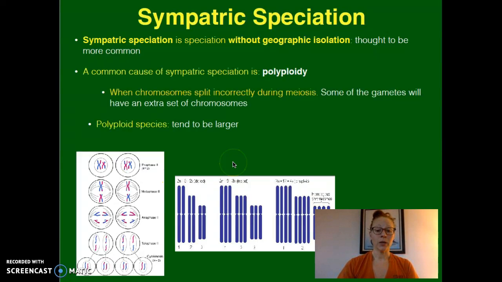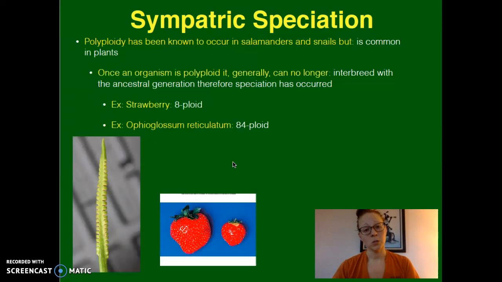And so polyploidy usually produces species that are larger. It has been known to occur in animals, salamanders and snails, but if it occurs in a human gamete, it always leads to an unsuccessful gamete because humans are too complex to be able to undergo polyploidy. But it is common in plants. We see it all the time.